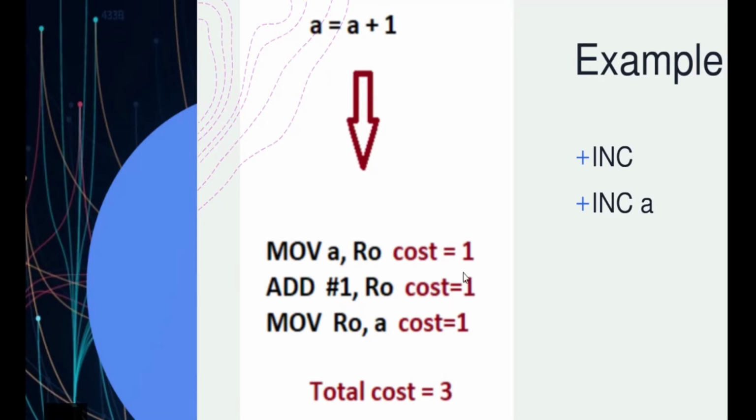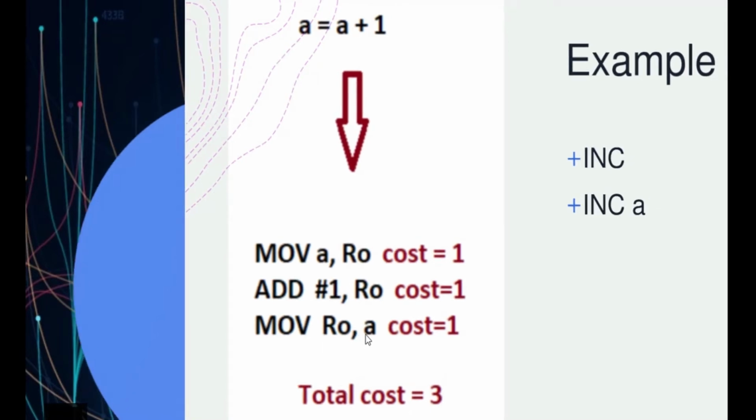After performing the addition operation, finally the result that is present in R0 has to be moved to where? It has to be moved to a. So once again a move operation will be written: MOV R0, a. For this move operation the cost is also equal to 1. So what is the total cost? 1 plus 1 plus 1, that is equal to 3. So the total cost needed for this simple increment operation is 3 if we go with this normal instruction set.